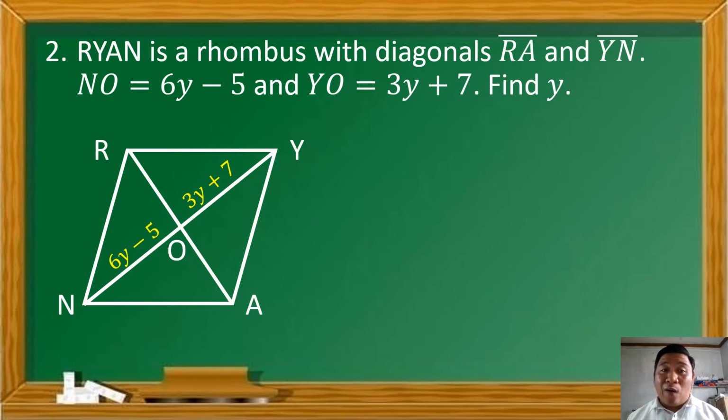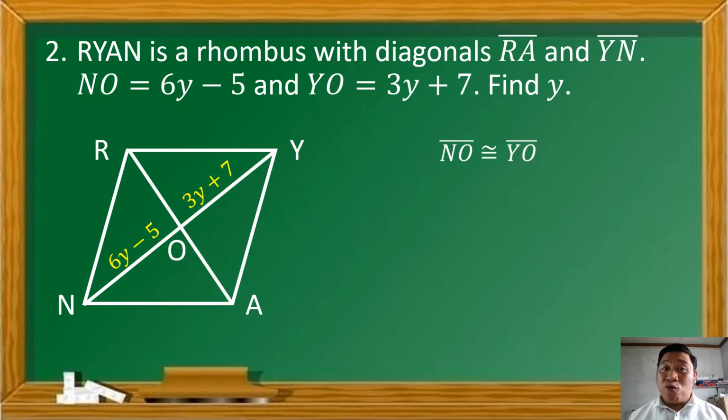Alright? Therefore, since ang given natin dito ay si segment NO at si segment YO, ibig sabihin, they're congruent to each other. Tama? Kasi si diagonal YN ay nabisect ni diagonal RA. Alright? So, pwede na natin gamitin yung relationship na yon. Okay? Pwede na natin sabihin na yung dalawang segment na yan ay congruent sa isa't isa. So, that would be segment NO is congruent to segment YO.